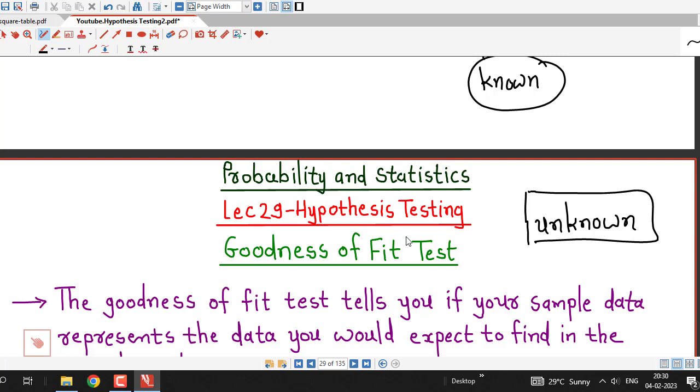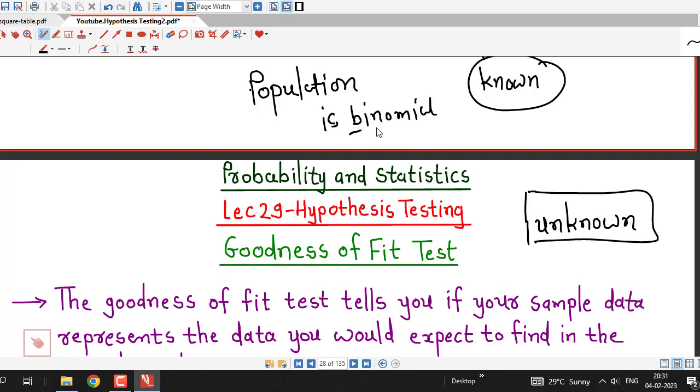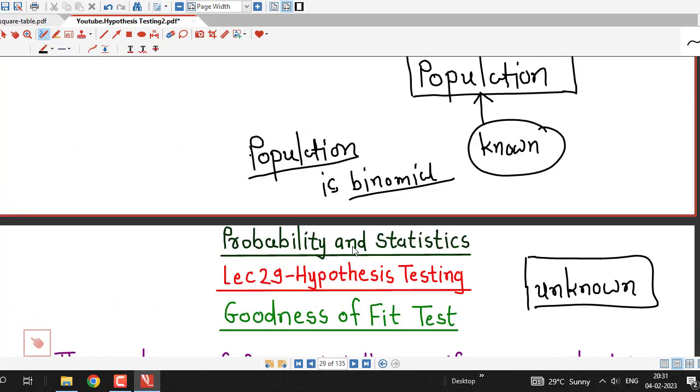So the goodness of fit test helps us to test the hypothesis that the given population has a certain type of distribution. For example, from the given data we can assume that the given population is a binomial population, or follows the binomial distribution, and using some goodness of fit test we can test that hypothesis. That is the main idea of the goodness of fit test.